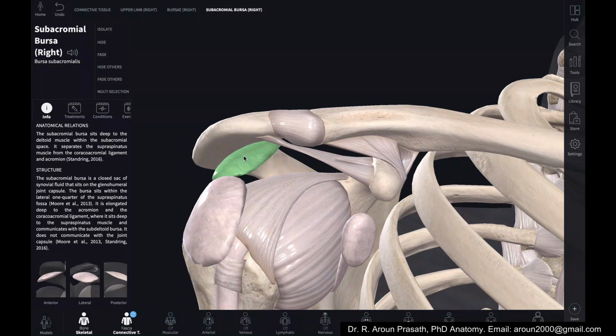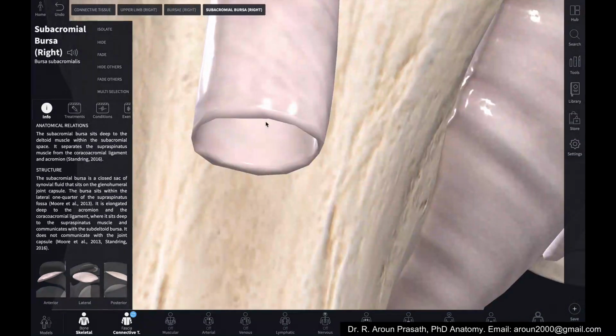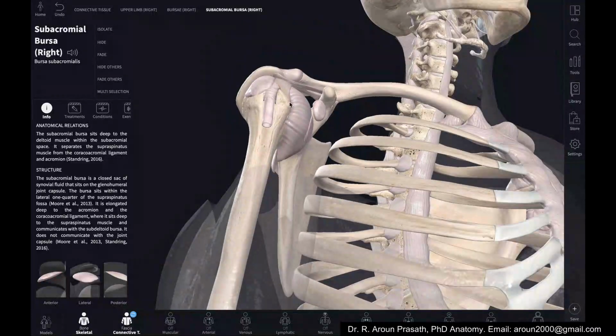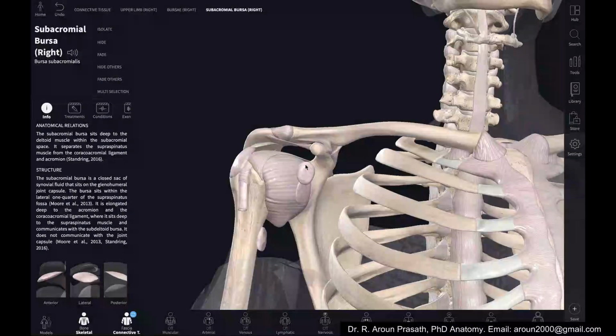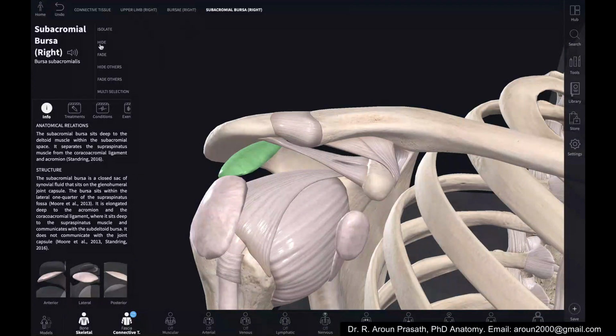So this frozen shoulder is a very complicated condition in which all these bursas, ligaments, and structures go for hardening, and it doesn't allow any free range of motion. As I told you, this is the subacromial bursa, which is said to be the largest bursa in the subacromial space. Okay, I will remove that.